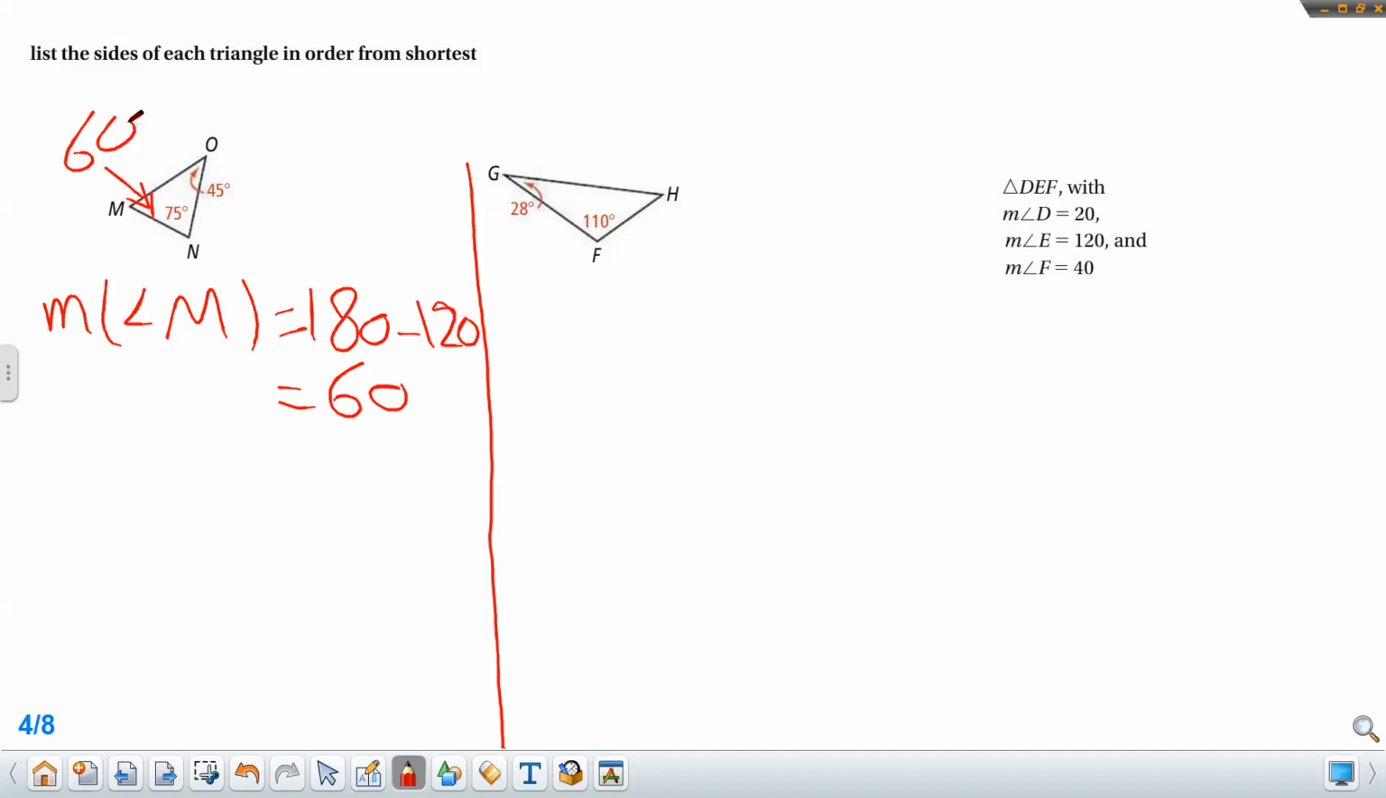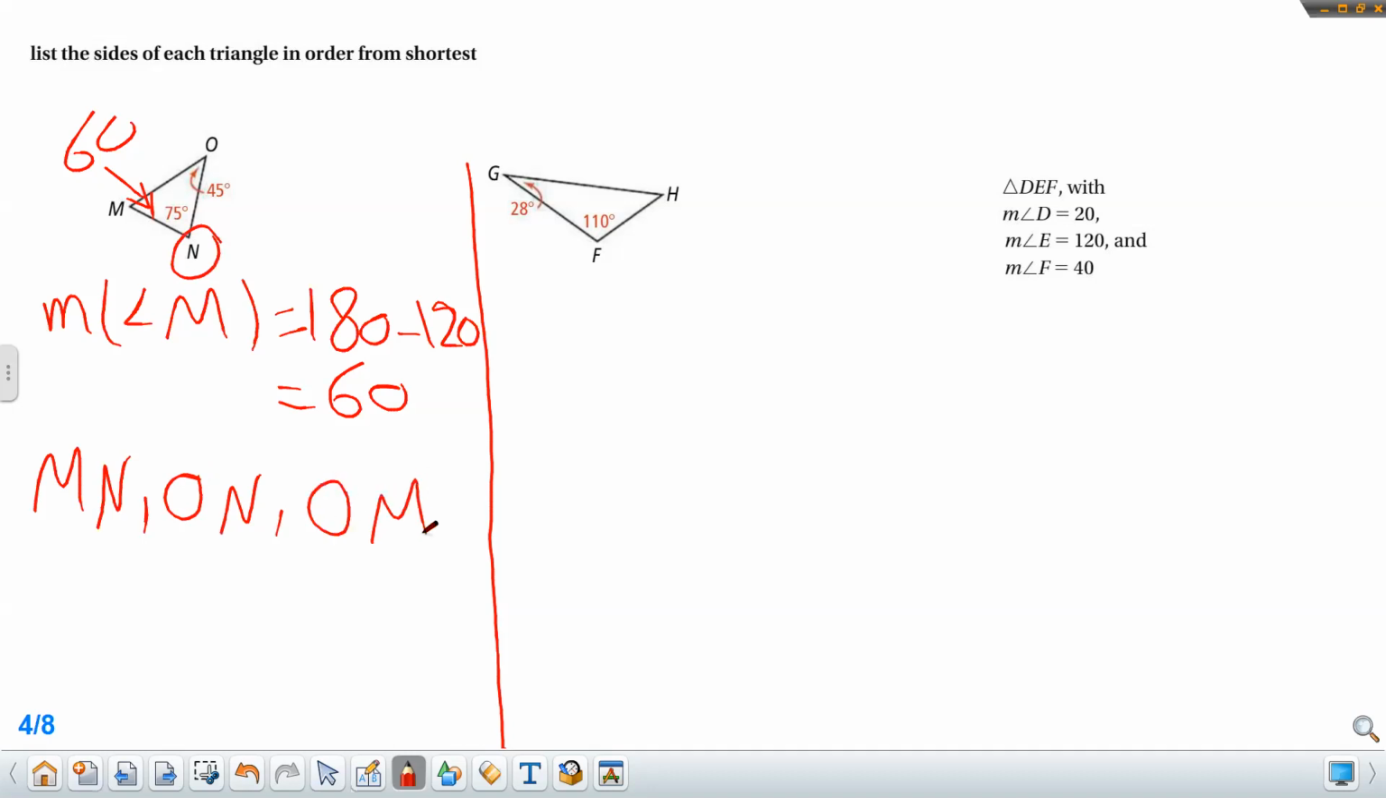Okay, which of them is the shortest one? The smallest angle. The smallest angle here is, yes, good, O. Which of the three sides is opposite to it? MN, because MN is opposite to the smallest angle. Then angle 60, M, is opposite to ON. Then what about the last one? Angle N is opposite to OM.